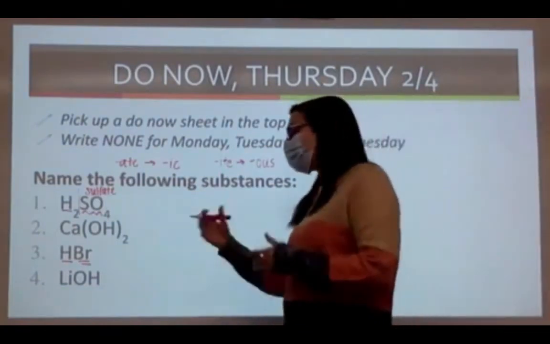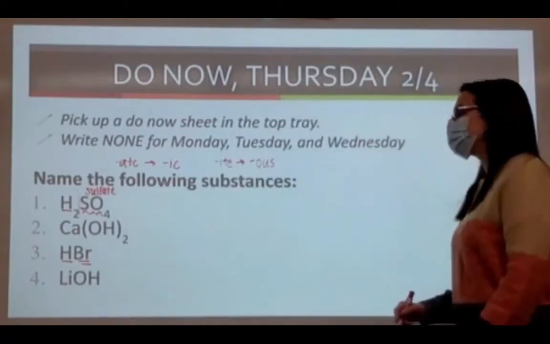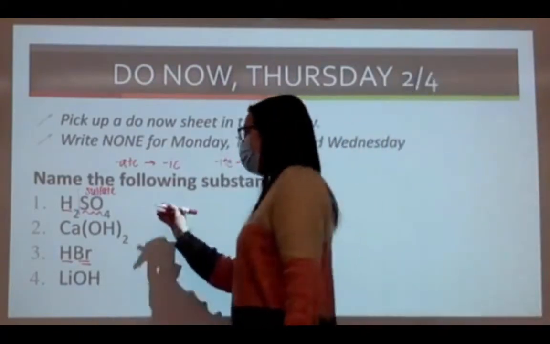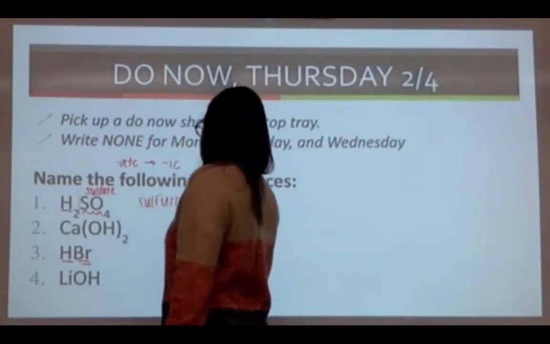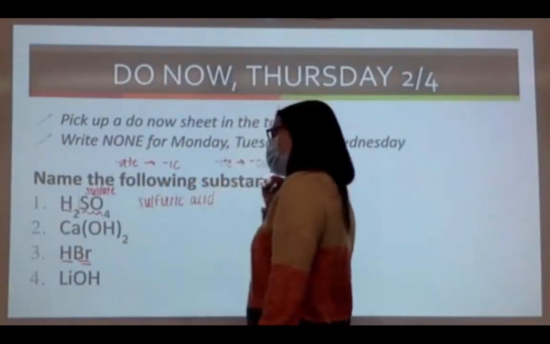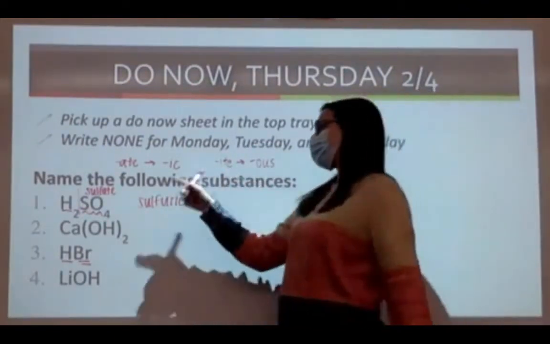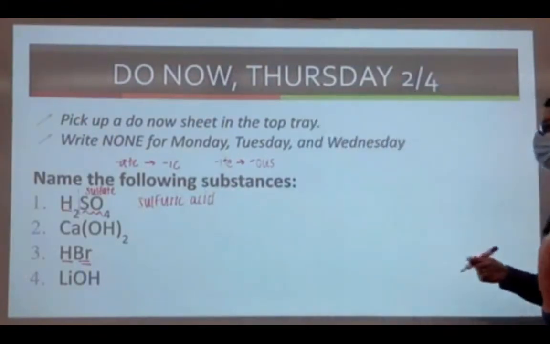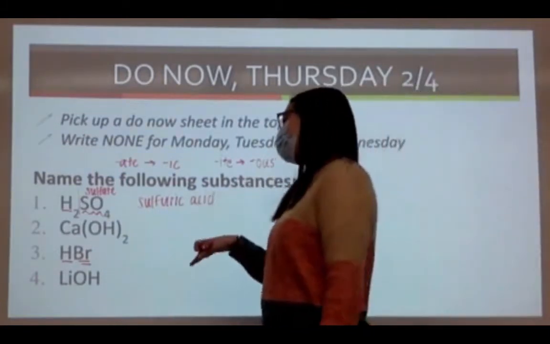Now some of these polyatomics you might have to add a little bit to. So sulfate actually becomes sulfuric acid. So sulfate ate becomes ick. Because it starts with an H, we add acid at the end. So H2SO4 is sulfuric acid. I'm going to skip down to number 3 because that's an acid.